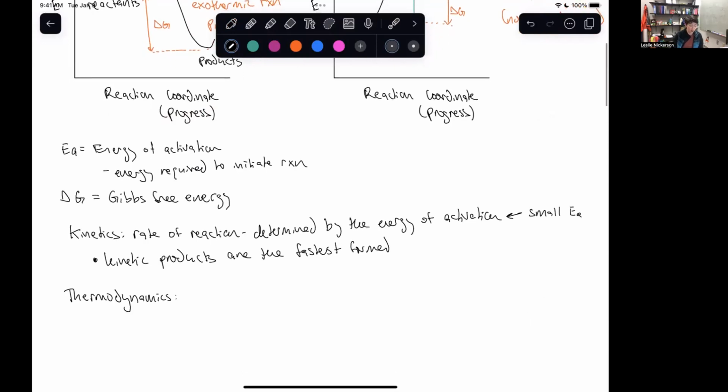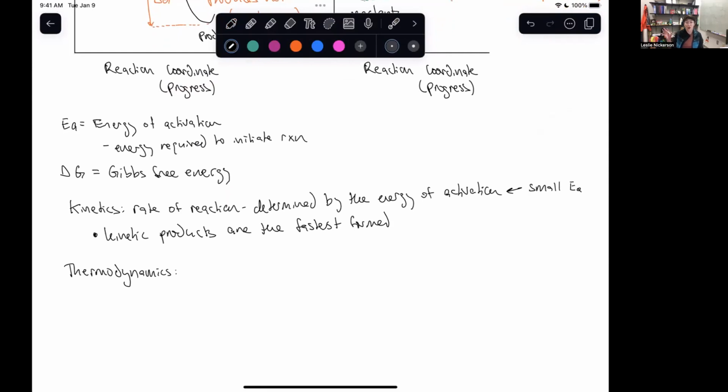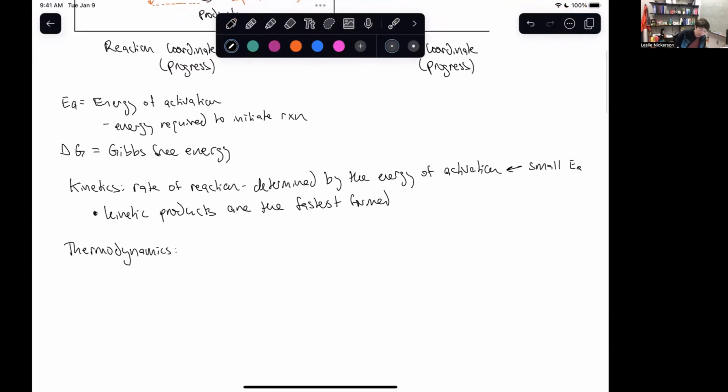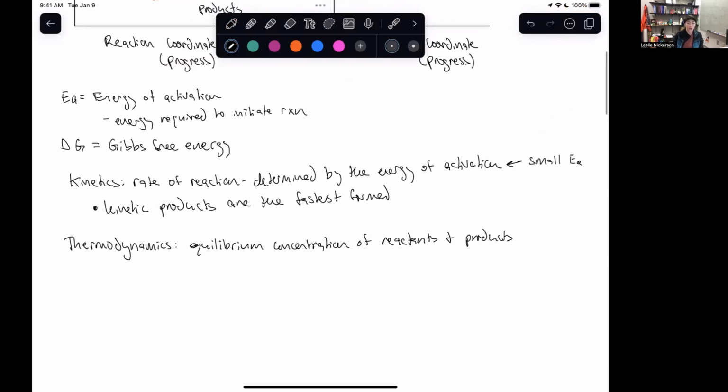All right, so then we've got thermodynamics. Kinetics and thermodynamics are often rolled together into one discussion, but it's really important to keep in mind that they are two totally different things. Kinetics is all about speed and rates, and thermodynamics is all about stability and energy. So for thermodynamics, we're really looking at the equilibrium concentration of reactants and products. In that, we're looking at the thermodynamic product as being the lowest energy product.